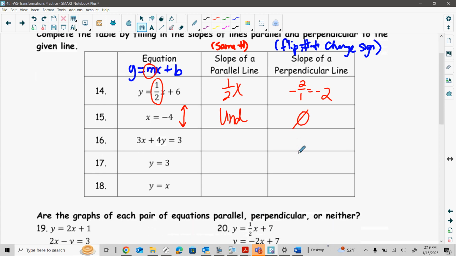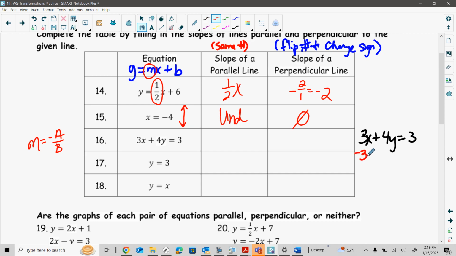Now on 16, it's not in slope-intercept form so I can't read the slope. It is not the 3. And I've seen some mistakes like that with some of your homework we'll talk about in class. If it's in standard form, I did refer to you a shortcut, which is negative a over b, if you know how to do that. If not, we're solving this equation. I'm going to do it over here, 3x plus 4y equals 3. We're solving for y.